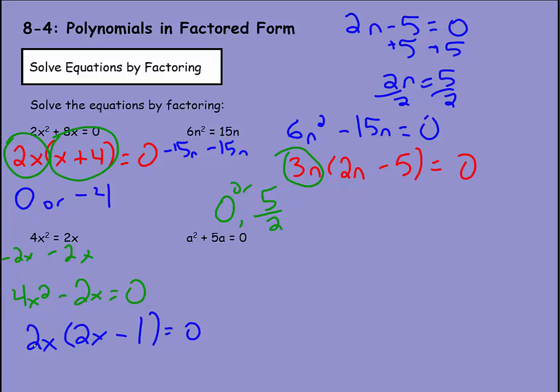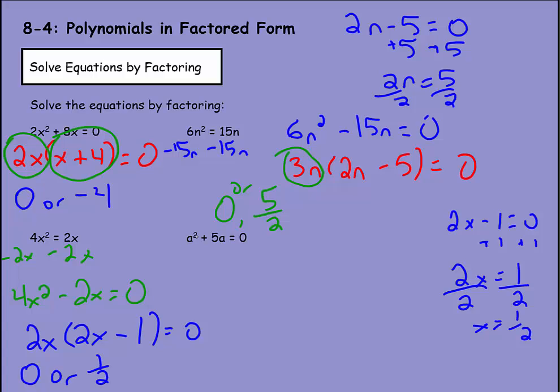Well, solving for this one is pretty easy. x could be 0. 2x minus 1 equaling 0, let's do that over here. 2x minus 1 equals 0. Add 1 to both sides. That leaves me with 2x equals positive 1, divided by 2. So x could equal 1/2 as well. So 0 or 1/2.